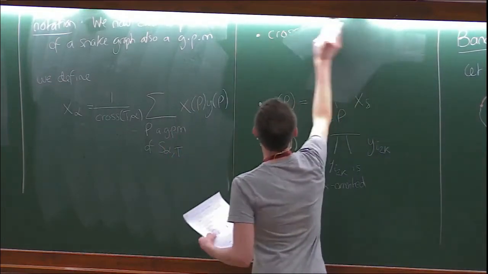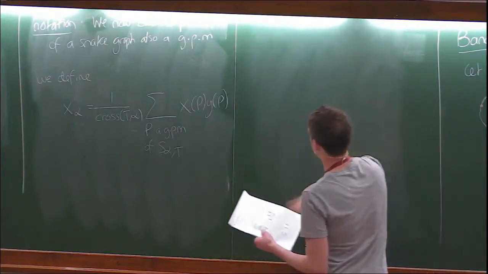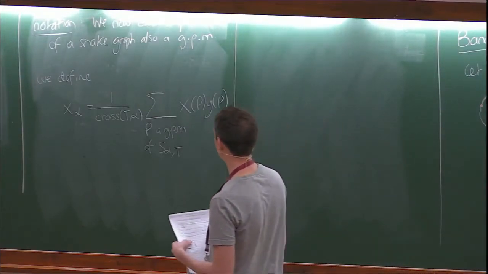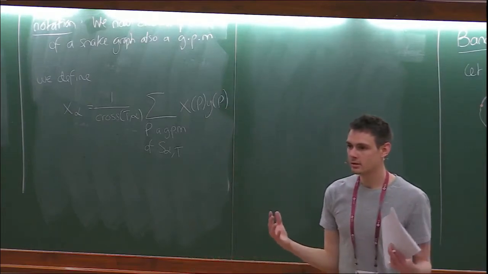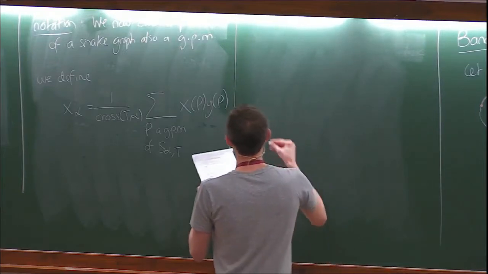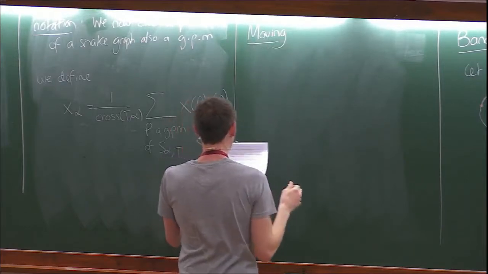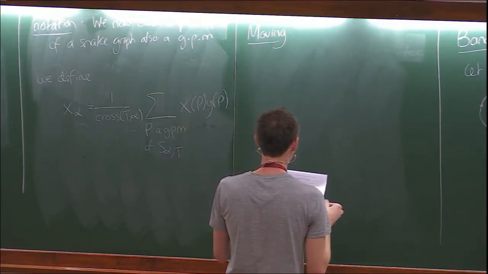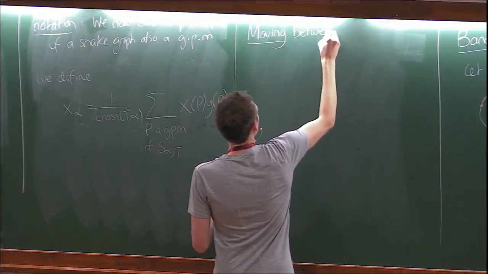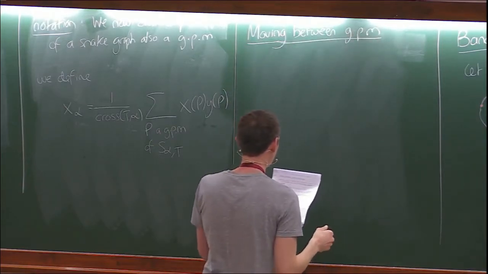So the whole point of us going down the route of snake graphs is because it makes it very easy to understand how different terms are related in this expansion. And we do this by understanding what happens in certain local moves called twists on the perfect matchings, or the good perfect matchings. So moving between good perfect matchings is our next route.